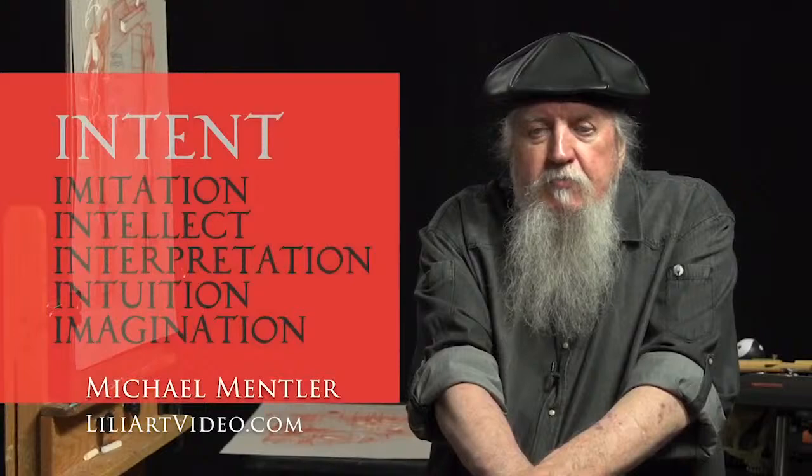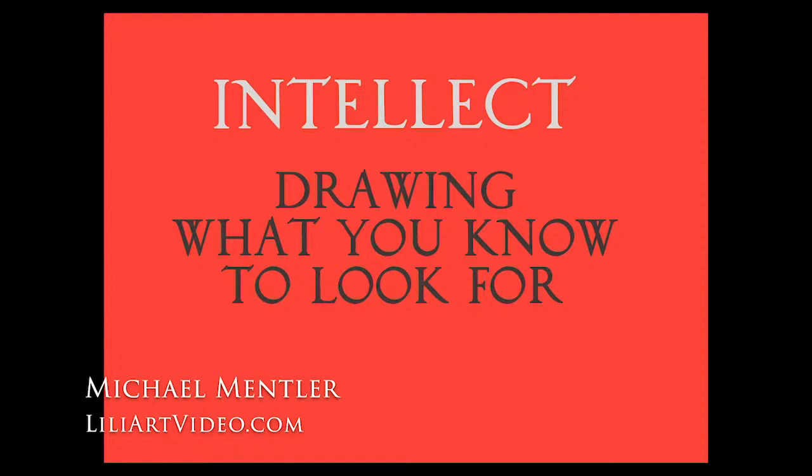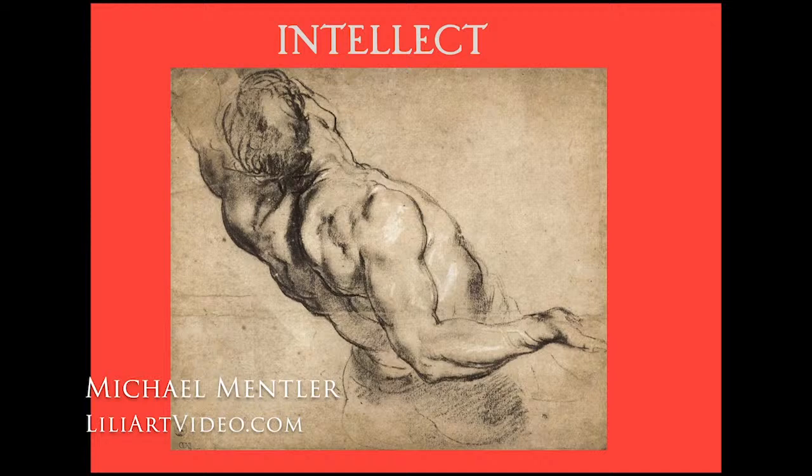There are five levels of intent, the first level being imitation. We all start drawing what we see. The second level is intellect. We try to get our brain involved in the process, and we're looking for information to use in our drawing. It's very difficult to draw something we don't know anything about. Might even be impossible to do it well.